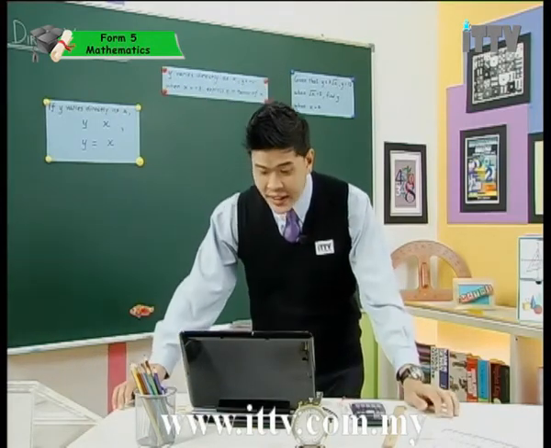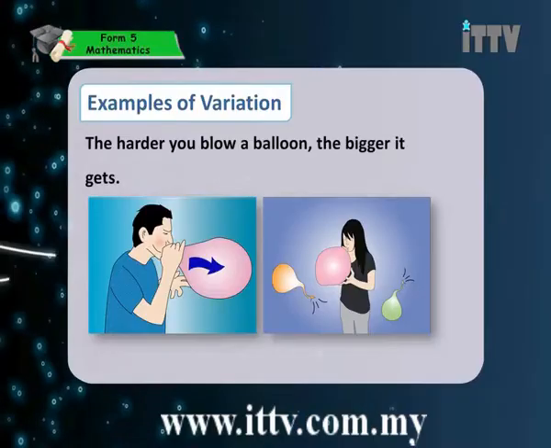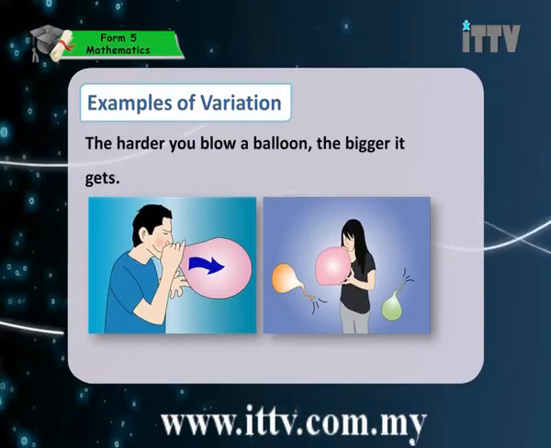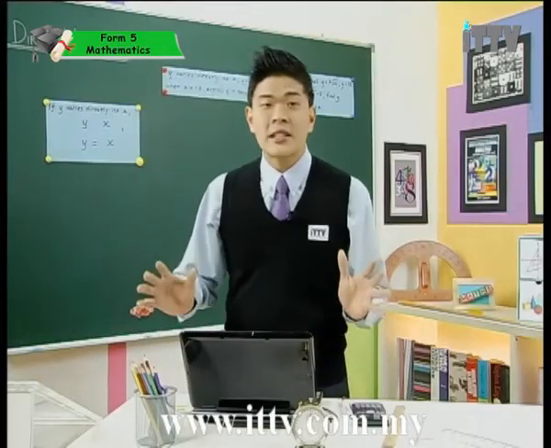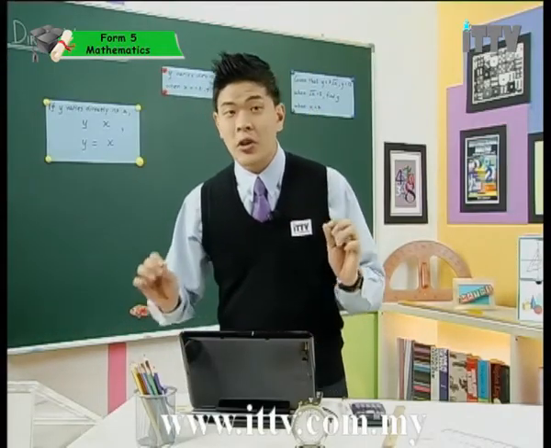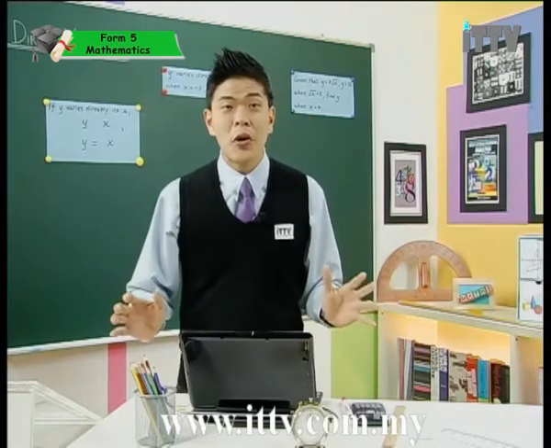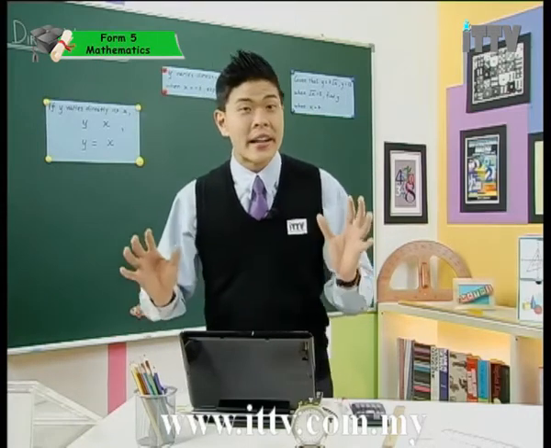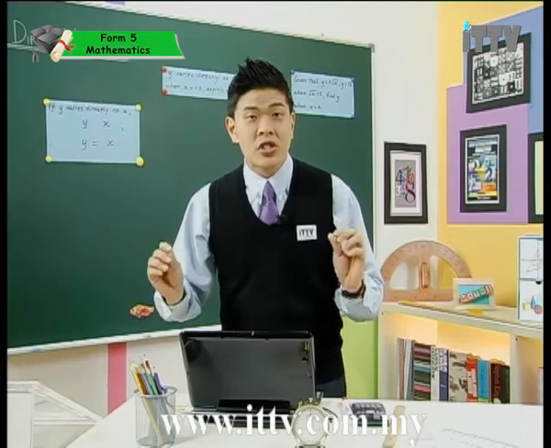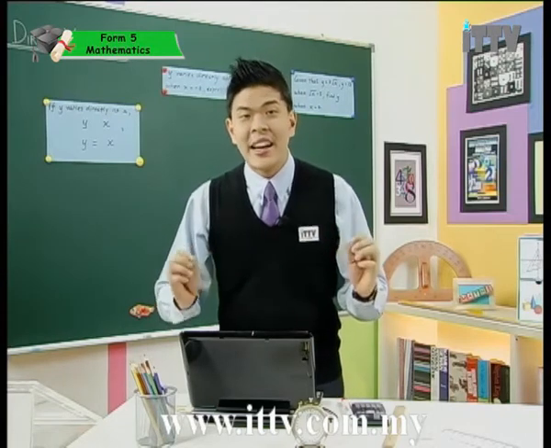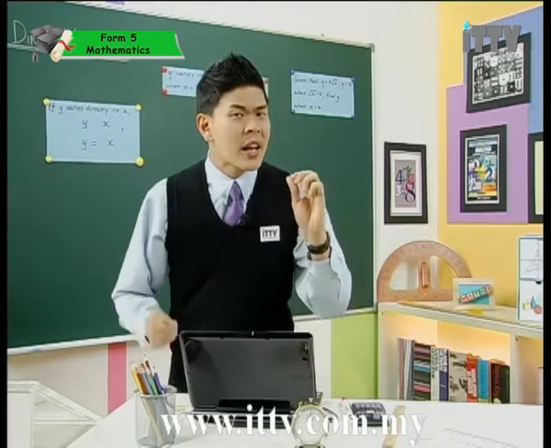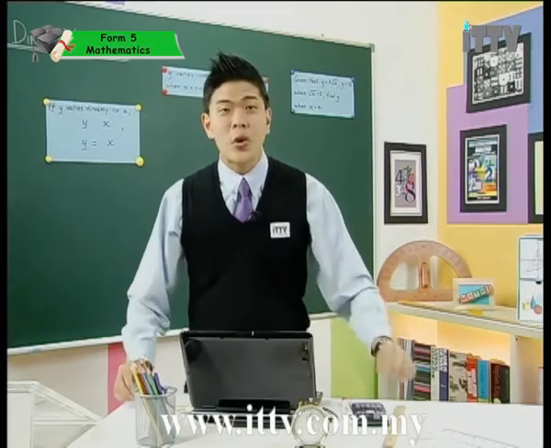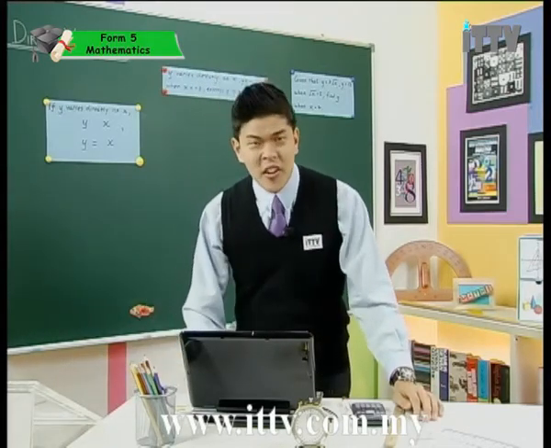Take a look at the next picture. The harder you blow a balloon, the bigger it gets. So guys, when you take note of sentences like this, variations occur, right? The harder you blow a balloon, the bigger it gets. So there are two quantities here. First of all, the size of the balloon. Next is how much pressure of air you blow inside the balloon. So remember, two quantities or two variables.